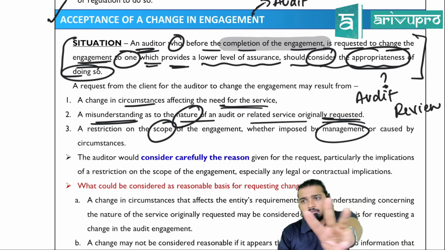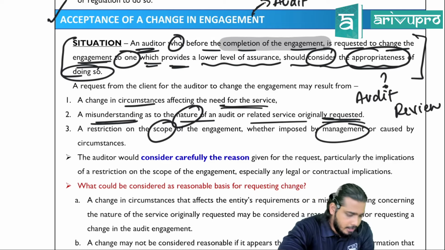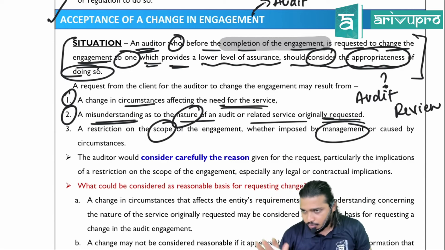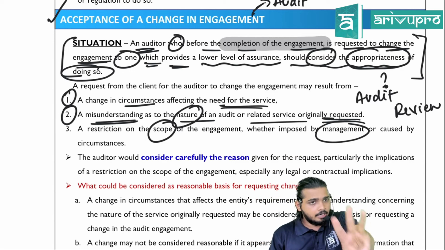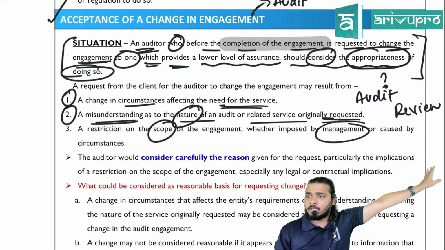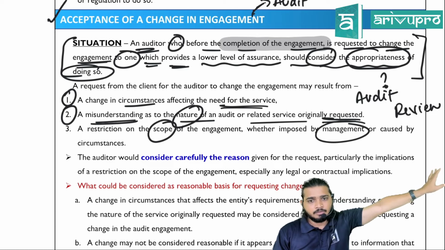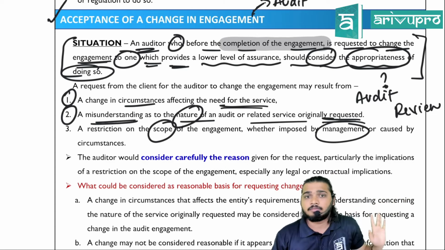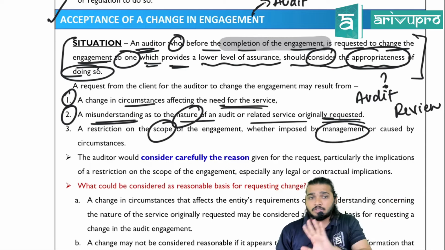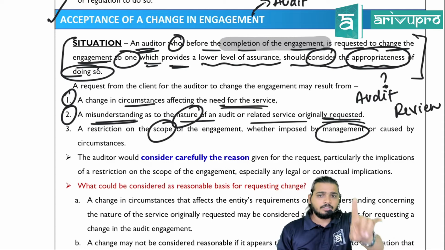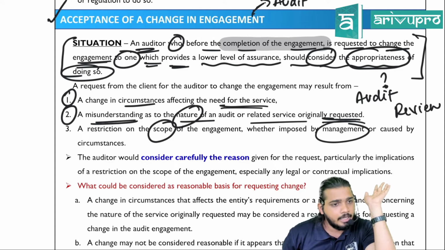In three cases, the standard says reason number one and reason number two are reasonable justification for you to change the engagement. The third one is not a justification. They can't restrict your scope and tell you do whatever you want. Clear? Only reason number one and reason number two are acceptable, because circumstance is not in management's hands. Misunderstanding, of course, has happened. It is better to change. Are you getting my point?